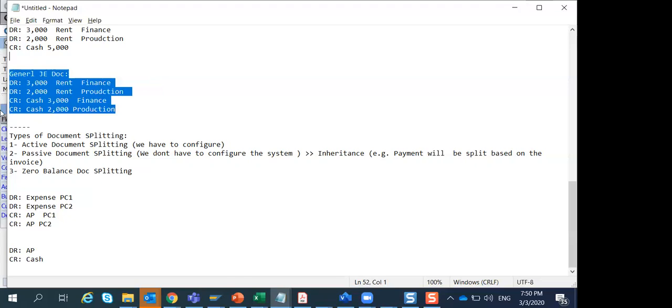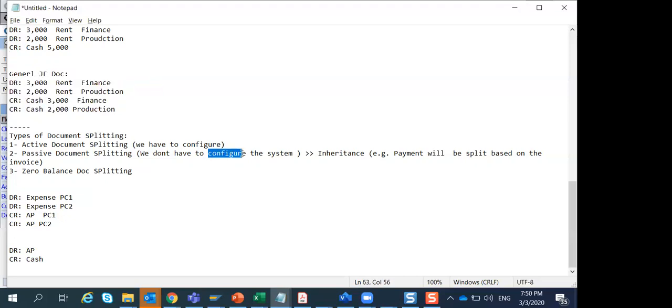Okay, this is what the active is. Passive usually is just like it doesn't need configuration. It happens by the system. As an example for that, whenever you have a payment, it will be split based on the same splitting that happens in the invoice. Zero balance. Now let's talk about the zero balance.